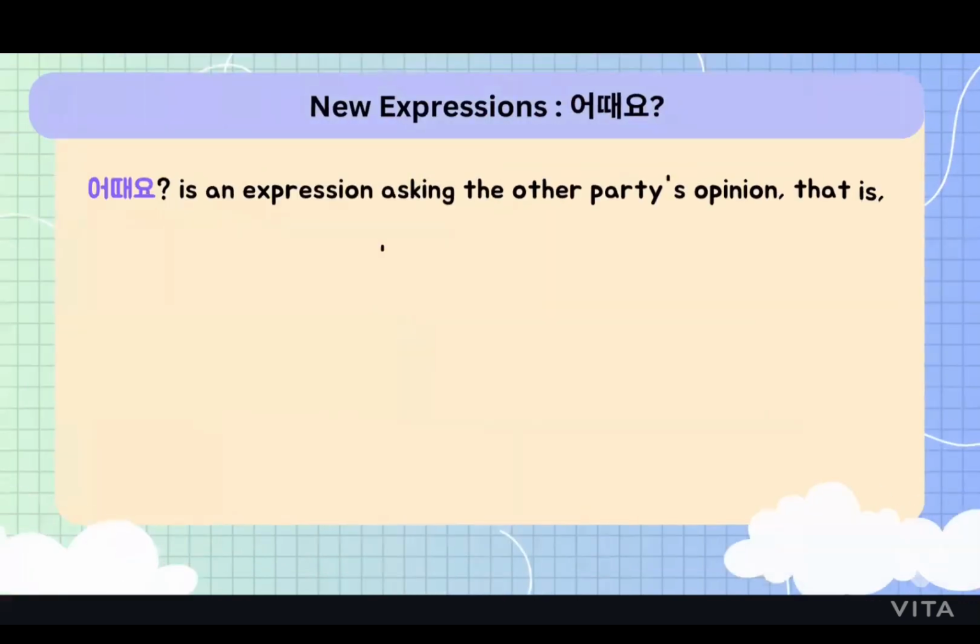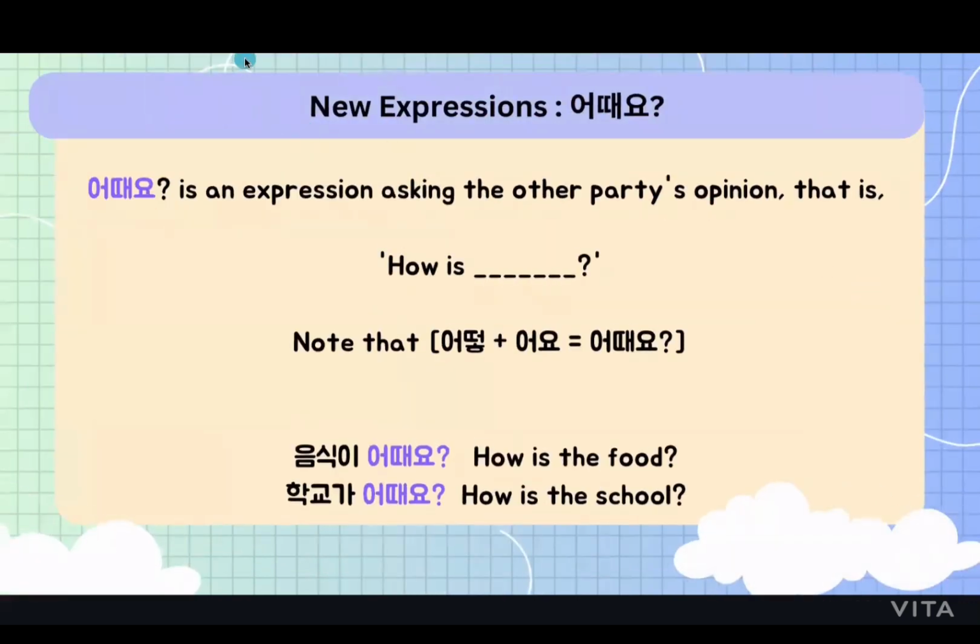All right, then let's move on to our new expression. 자, 여러분, 오늘의 new expression입니다. So today we're going to learn about several new expressions. One of them is 어때요라는 표현입니다. So 어때요 is an expression asking the other party's opinion. So that is how is something, 그렇죠? So note that 어떻다 plus 어요. 자, again, 어요 is one of our polite endings, 그렇죠? This is one of the polite endings입니다.